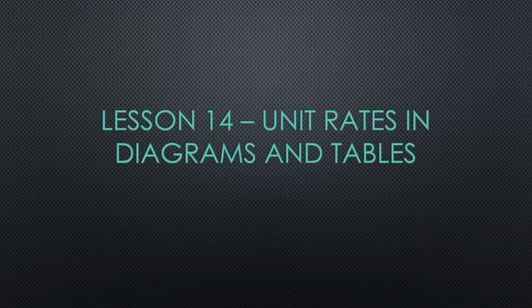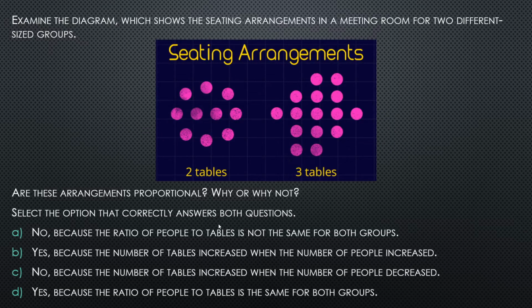In this video, we will be going over lesson 14, which is about unit rates in diagrams and tables. Our first question says to examine the diagram which shows the seating arrangement in a meeting room for two different size groups. Are these arrangements proportional? Why or why not? So what we want to do here is find the unit rate for these little dots, which I'm assuming represent the people that are sitting, so it's a seating arrangement, and how many tables there are.